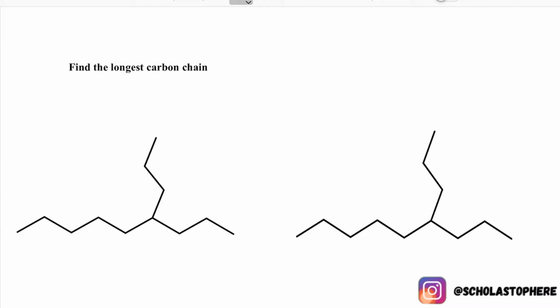Remember, when trying to locate the longest carbon chain in alkanes, it is a continuous chain of single bonded carbon atoms. So in this part of the video, we're going to discuss how to correctly do the first step of naming molecules using IUPAC, which is to find the longest carbon chain. In this part of the video, we have two images of the same molecule, but I'm going to show you different ways to number the parent chain.